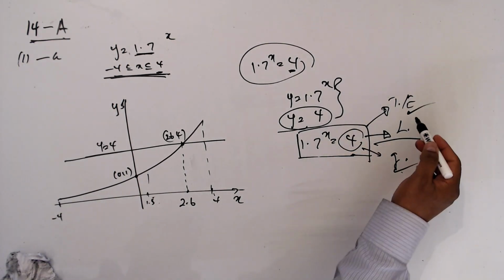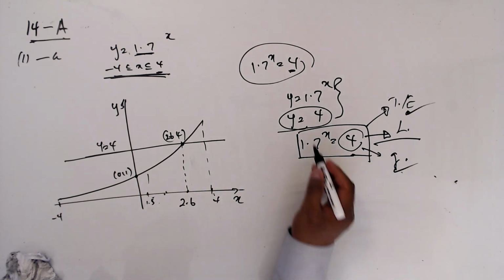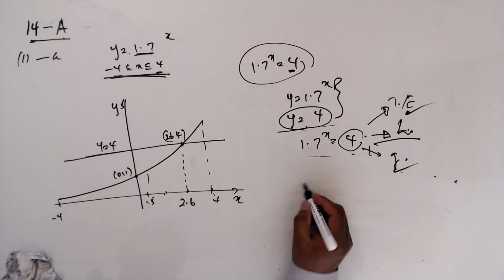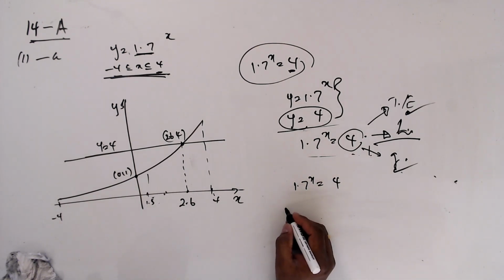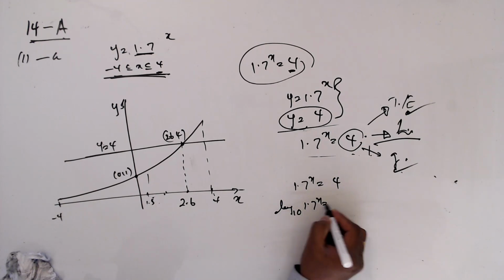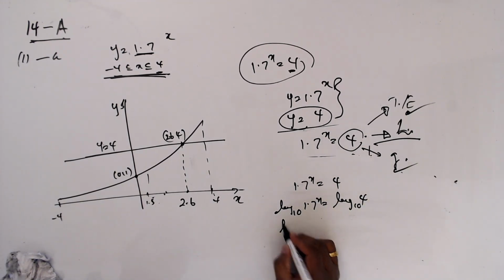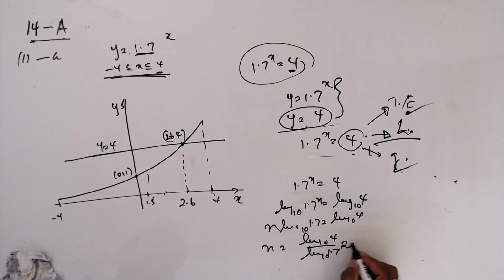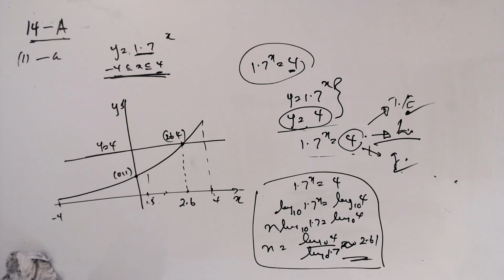We worked out trial and error and the graphical method, and the one remaining is the algebraical method. So 1.7^x equals 4. I'll take the logarithm on both sides: log 10 to the power 1.7^x equals log 10 to the power 4. So x log 1.7 equals log 4, x equals log 4 divided by log 1.7. Approximately x equals 2.61. So this is the third method. You will learn how to solve this in this chapter. But yeah, that's all.